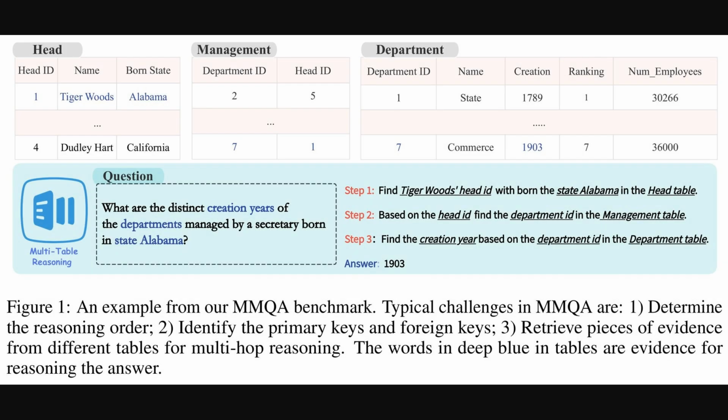Alright, so this first figure really sets the stage. It shows an example from the multi-table, multi-hop question answering benchmark. We see 3 different tables: head, management, and department, and a question asking for creation years. To answer this, the system has to perform multi-table reasoning. It starts by finding specific information in the head table, then uses a head ID, which is a primary key, to find related data in the management table. From there, it uses a department ID, acting as a foreign key, to jump to the department table for the final answer. This visualizes the exact kind of multi-hop challenge these researchers are evaluating.